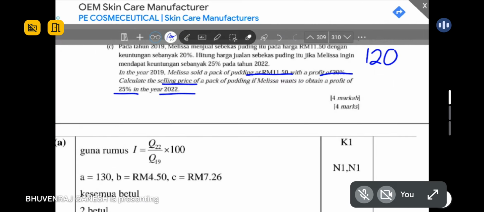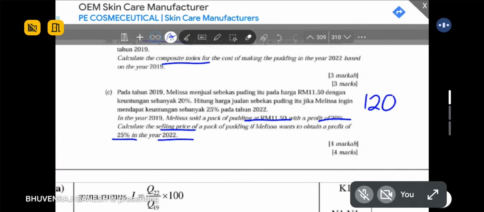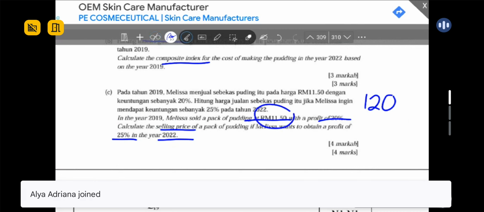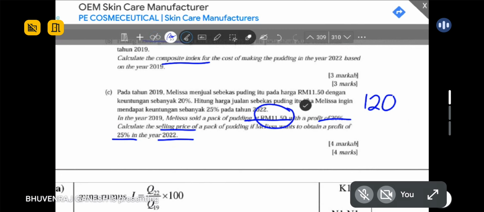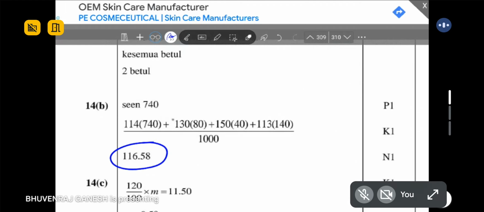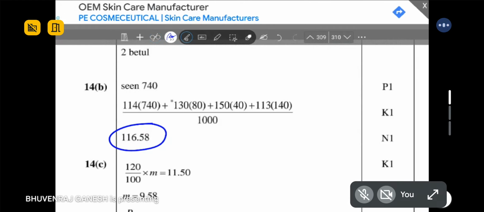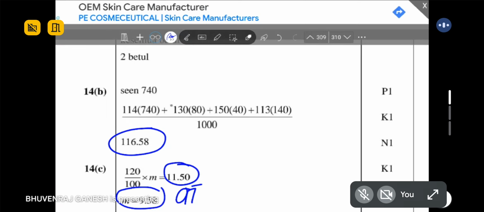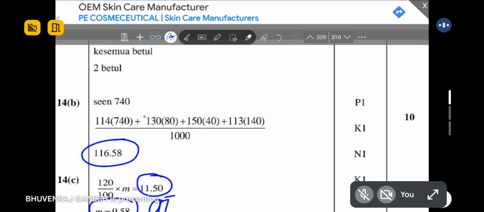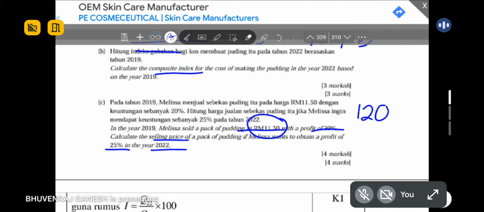So you can actually find the original price. This price is included with the profit. 11.50 tu termasuk dengan profit. So you can find the original price, which is 958. So you just take 120% times original price equal to the price after the profit, selepas keuntungan. So this one is the ori, asal. Okay? Alright. And then the next one, you must find for 2022.